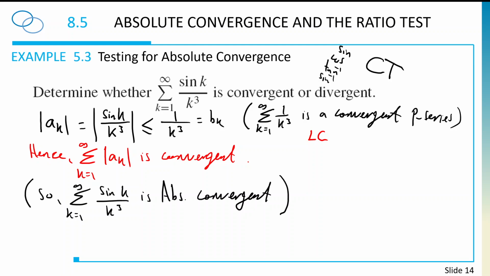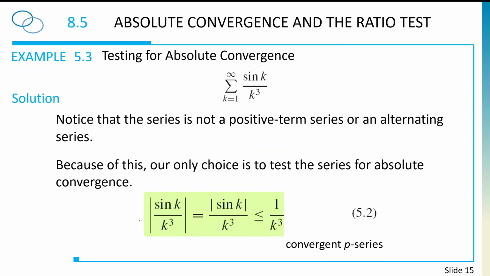Fine. Let's see what do we have next. Remember, if it's absolutely convergent, that means it converges as well. Remember, absolutely convergent is stronger.